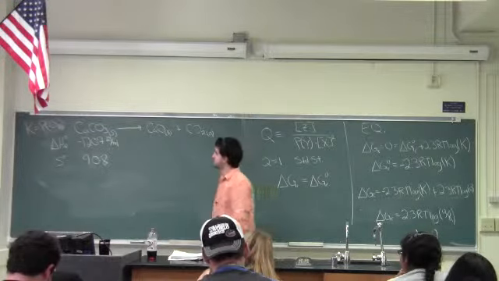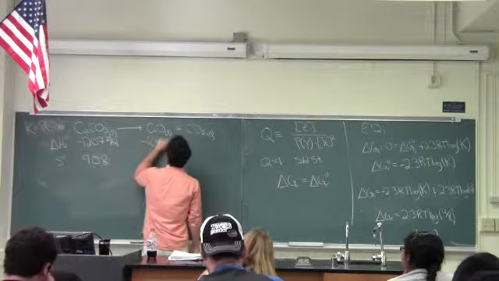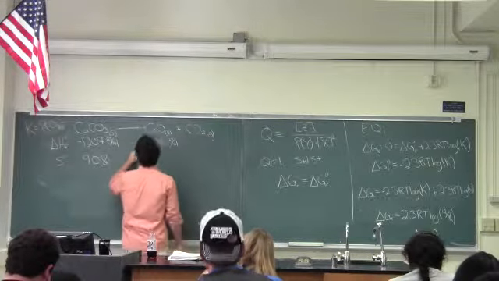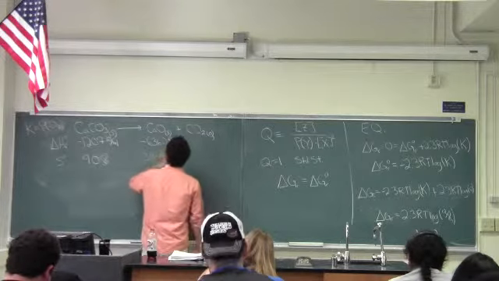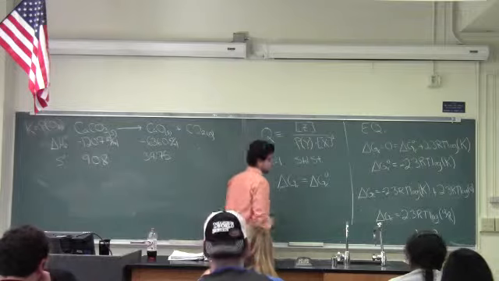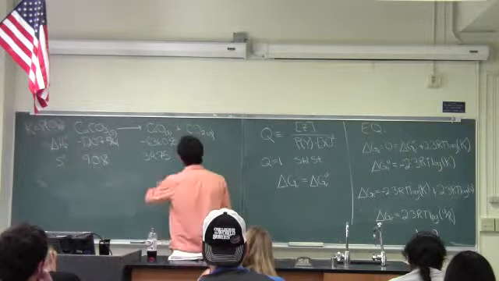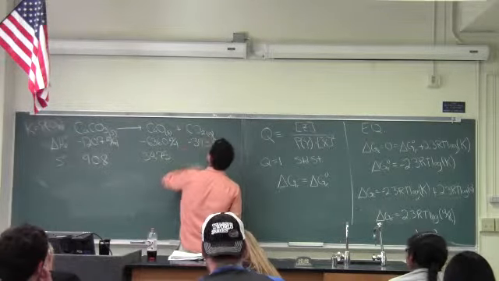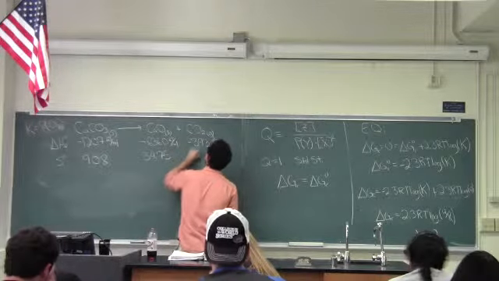Enthalpy negative 66.0. Entropy 39.75. Thanks for spoon feeding it to me. Okay. CO2 now. Enthalpy negative 393.5. And entropy positive 213.7.